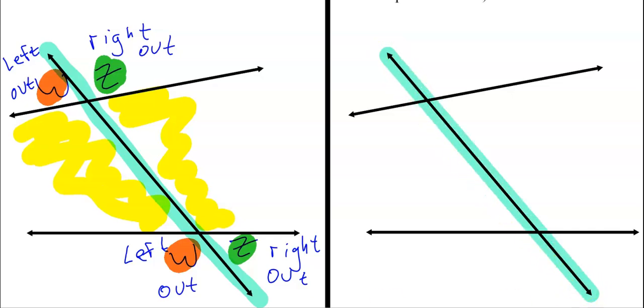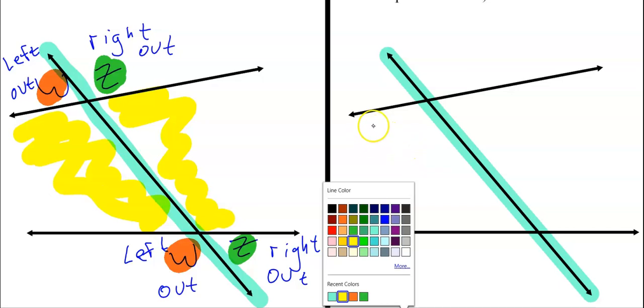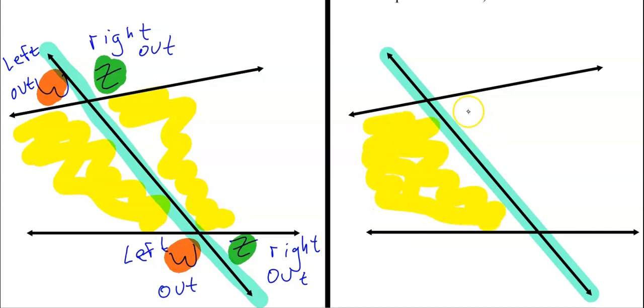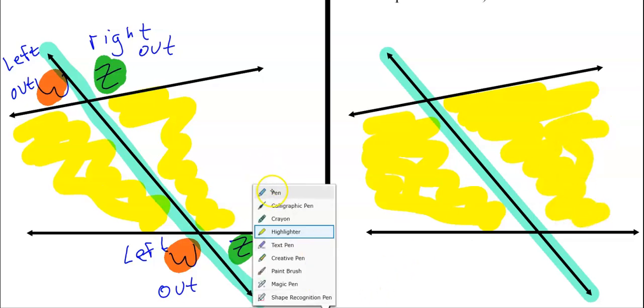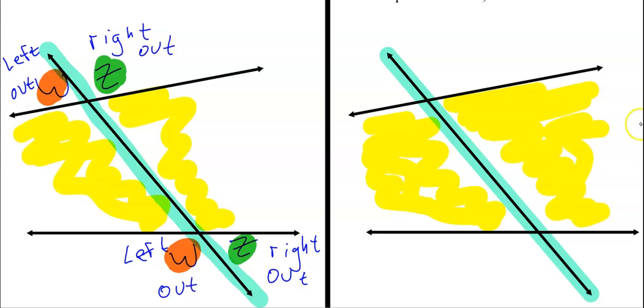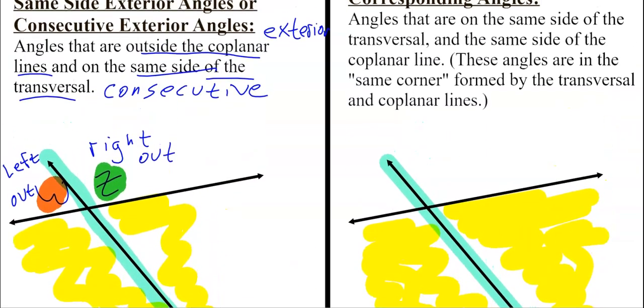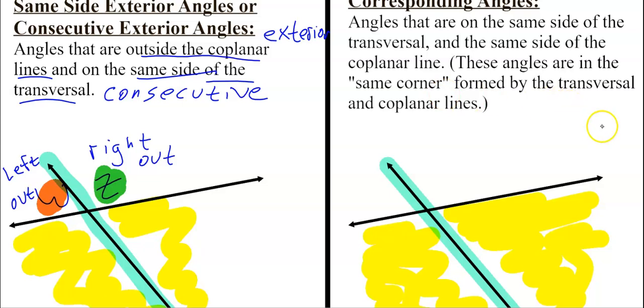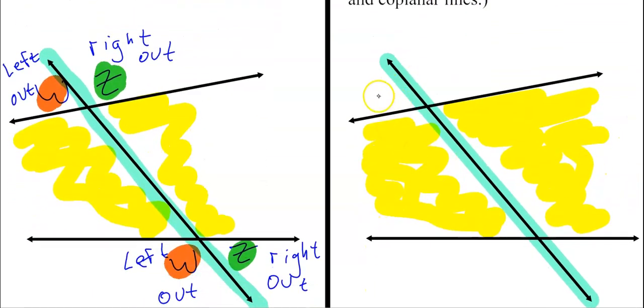So here's my transversal. Let's shade the interior. We always shade the interior. All right. So what I mean with these words, they're going to be in the same corner of the angles. These angles are in the same corner formed by the transversal and the coplanar lines. So if I put a W, W is in the top left corner. So what I'm going to do is come down here to this group of 4 angles. W also goes in the top left corner.